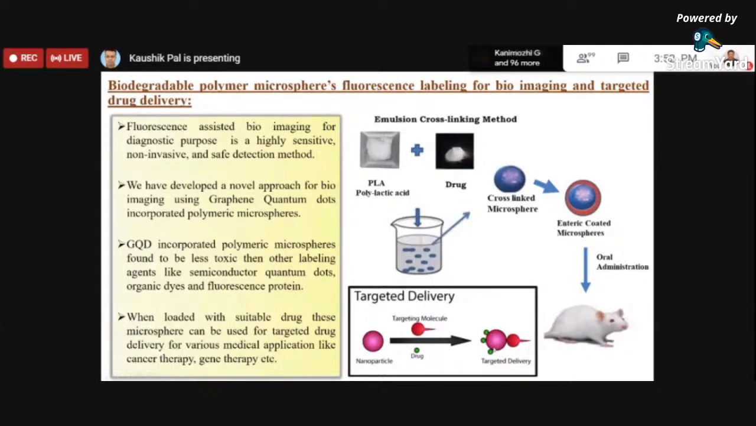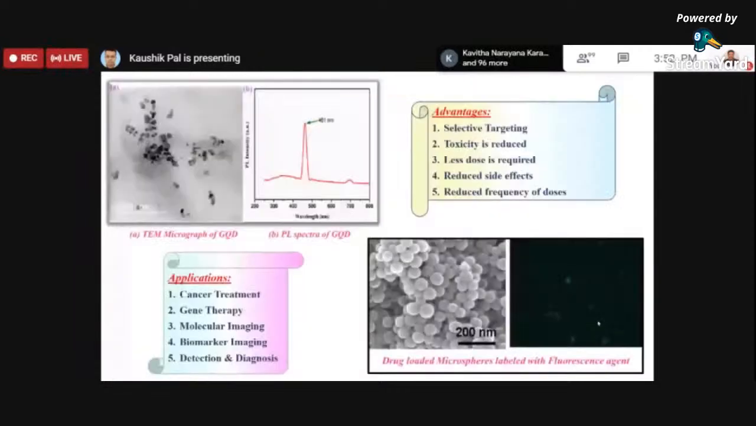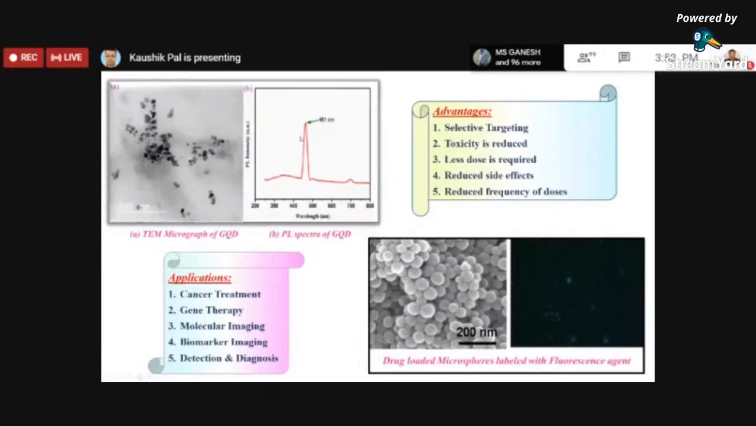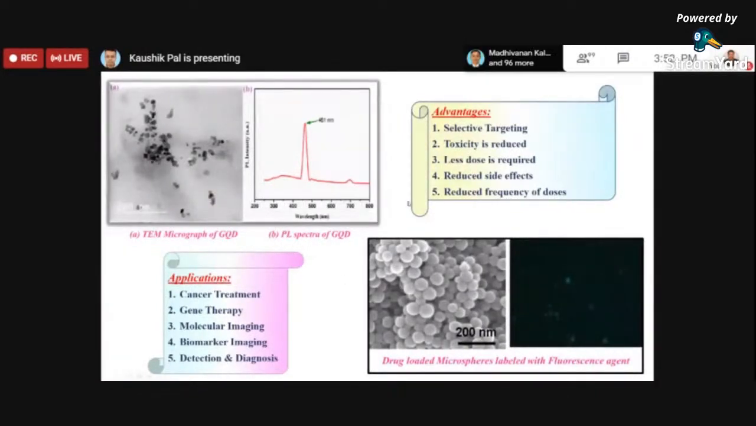So directly it goes and makes contact with your affected cells, the tumors, because every tumor has certain receptors. Unless the receptor matches, that particular medicine will not go and sit there. That is the beauty of this work. You can see micrographs of the GQD that we have formed, taken at 200 nanometers. This is the photoluminescence spectrum of the graphene quantum dots at 461 nanometers. The advantages are selective targeting, reduced toxicity, less dose required, reduced side effects, and reduced frequency of doses. Of course, there are applications like cancer treatment, gene therapy, molecular imaging, biomarker imaging, detection and diagnosis.